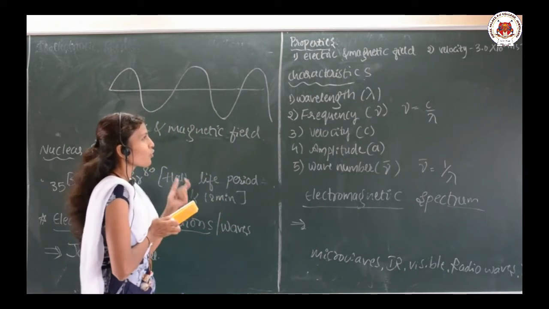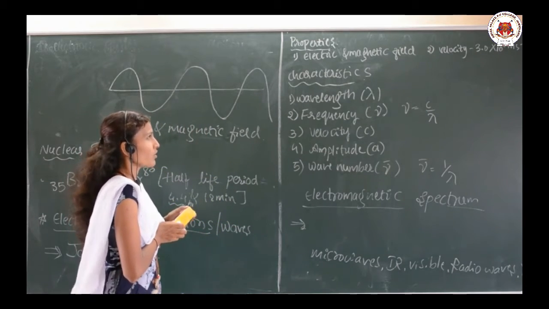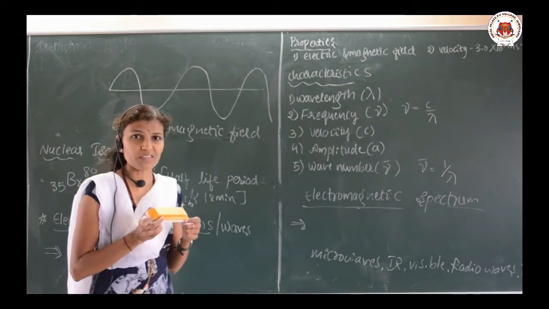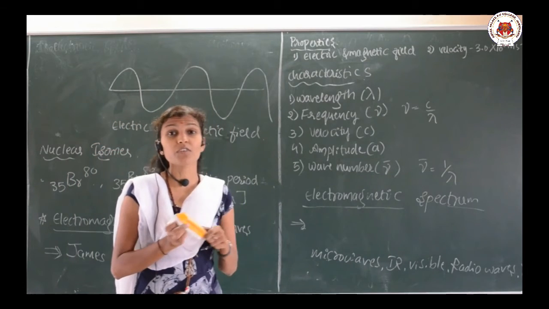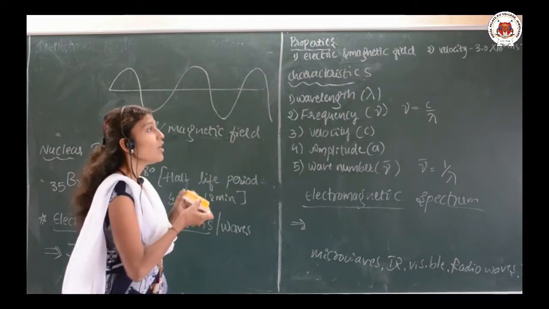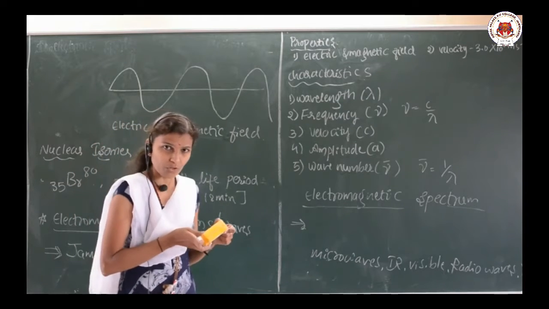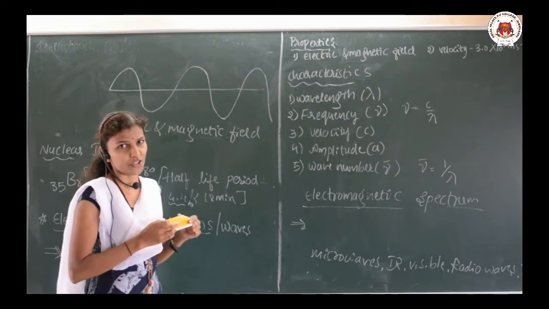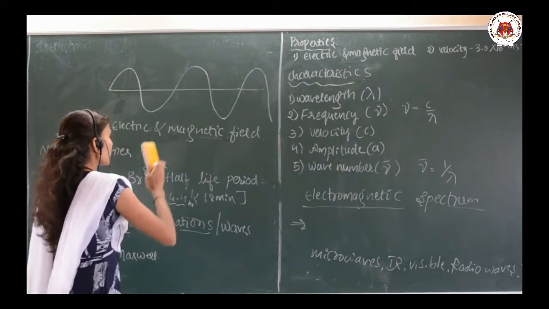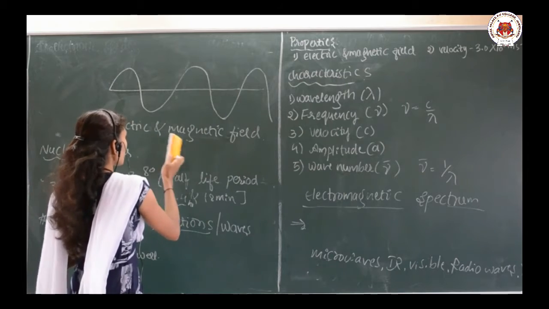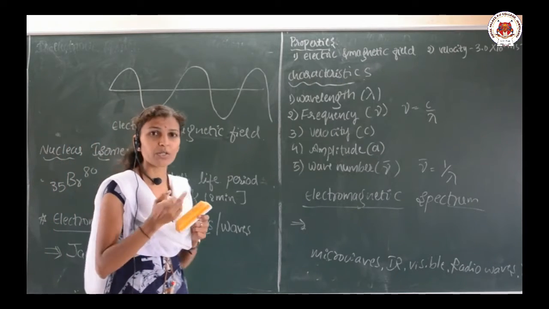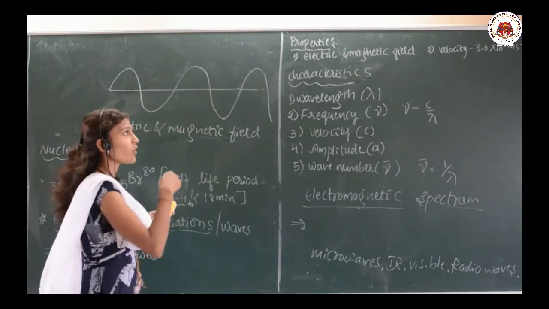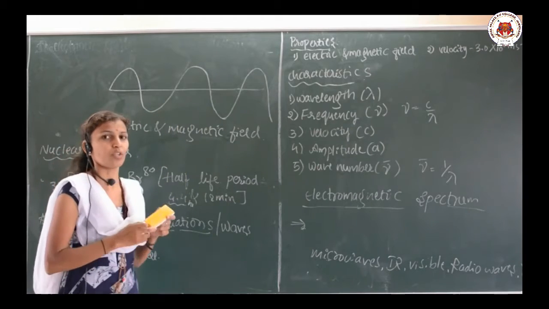Okay. So, these are the two properties of the electromagnetic radiations, and also these electromagnetic radiations do not need any material media for the propagation. So, these are the properties of the electromagnetic radiation. First one is the electromagnetic radiations are associated with electric and magnetic fields which are perpendicular to each other and also perpendicular to the direction of the propagation of the wave.